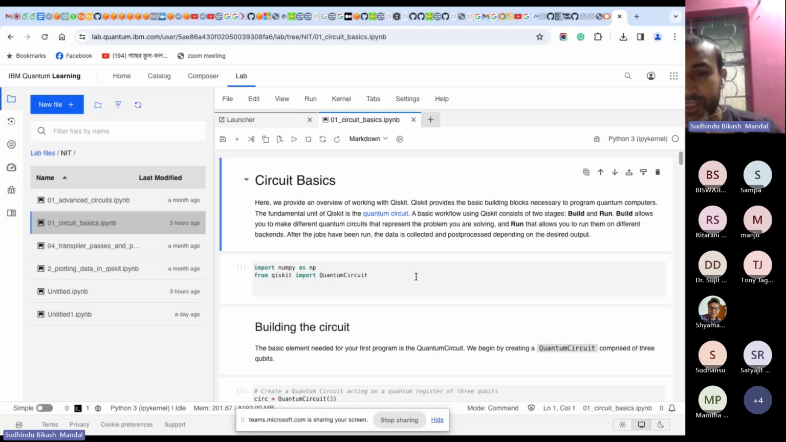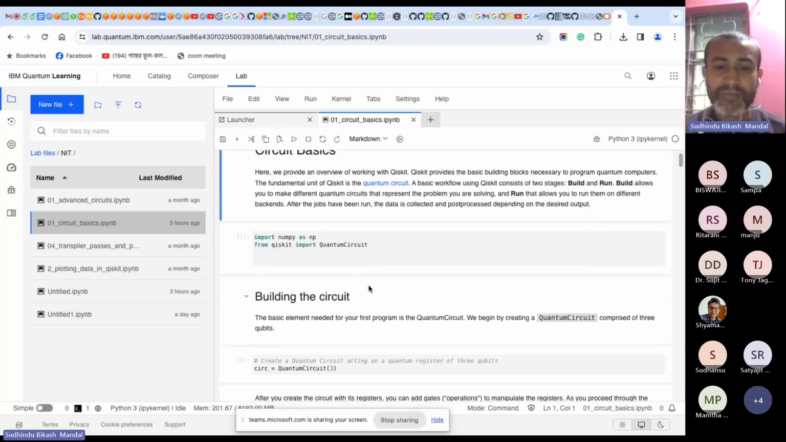So quantum circuit has two components. One is quantum register, and quantum register is also another class. Another component is classical register. This is also another class in the Qiskit library. If you want to make this quantum circuit, you need to import it from Qiskit. That's why I have the import from Qiskit. If you are familiar with Python, then you can very easily import the quantum circuit class here.